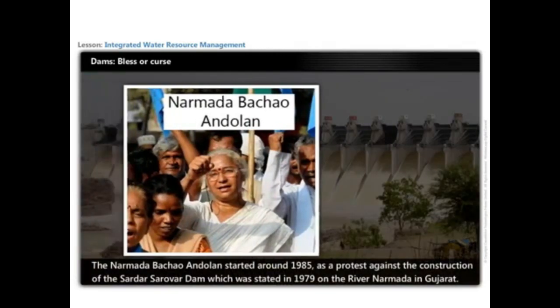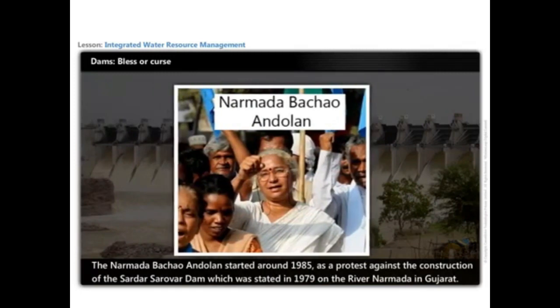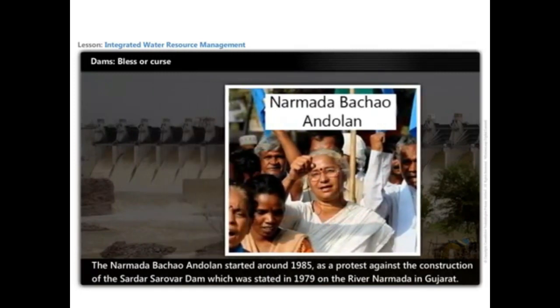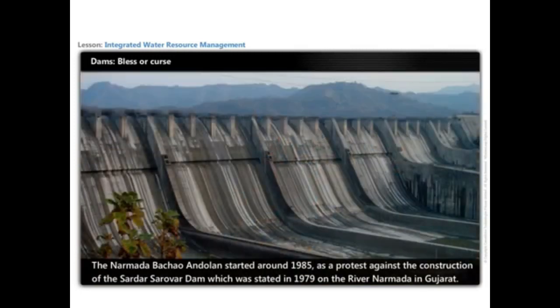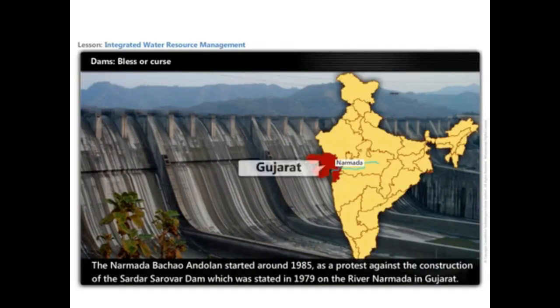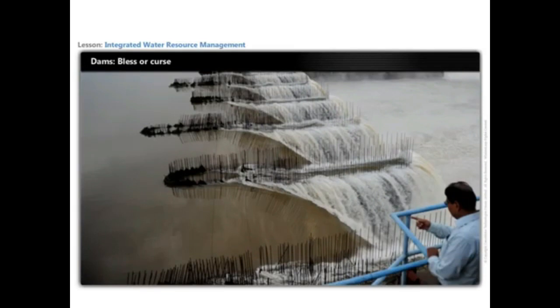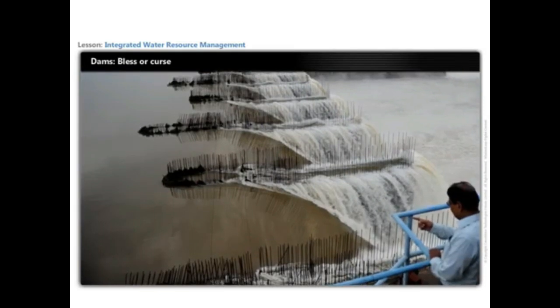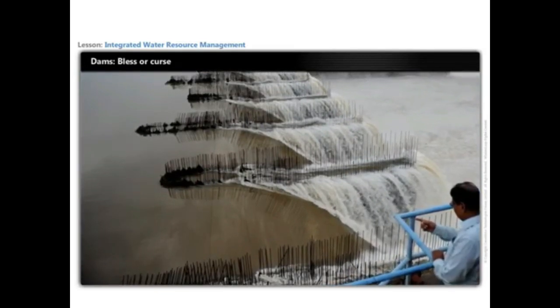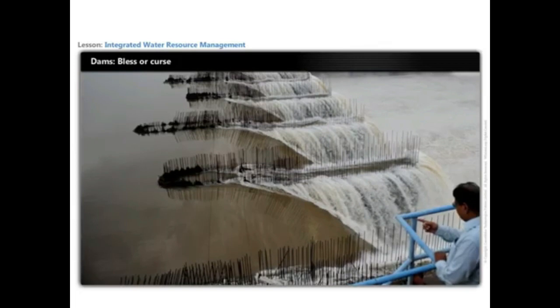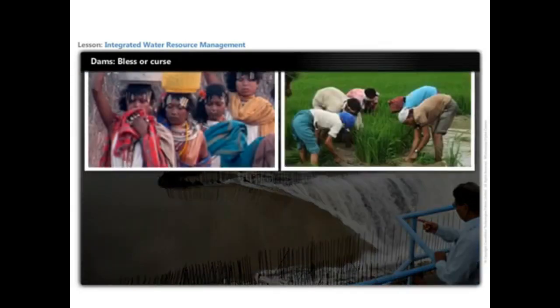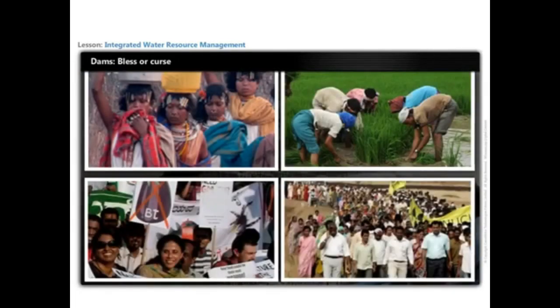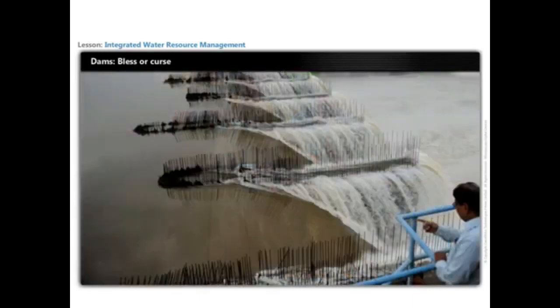The Narmada Bachao Andolan started around 1985 as a protest against the construction of the Sardar Sarovar Dam, which was started in 1979 on the river Narmada in Gujarat. Very soon, it became a non-governmental organization and worked continuously to mobilize the tribal people, farmers, environmentalists, and human rights activists against the Sardar Sarovar Dam.